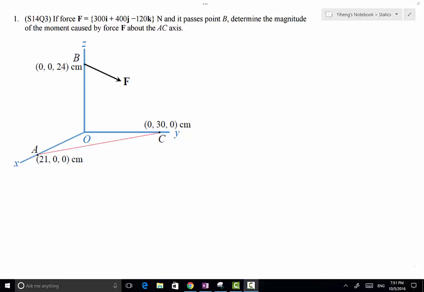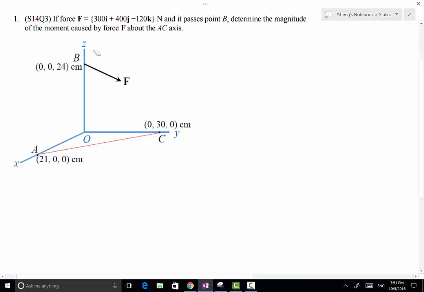For this problem, we're given a force that's already in Cartesian vector form, and we know one point on the line of action of this force, which is point B, because the force passes through point B. We know the coordinates of this point. We need to determine the magnitude of the moment caused by this force about the AC axis.